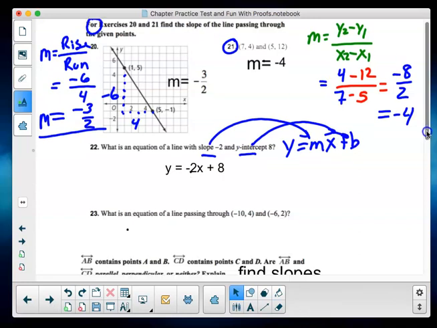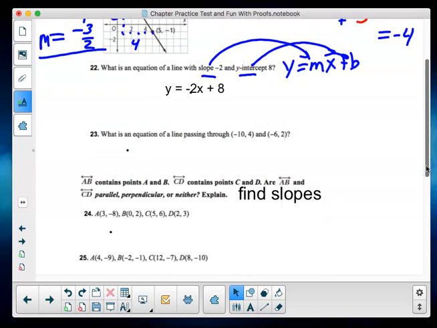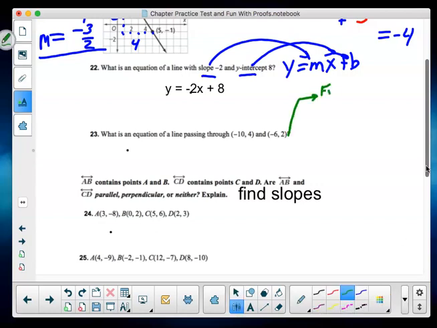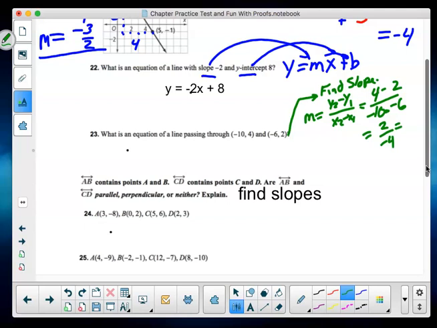Okay, now in 23, what is the equation of the line passing through negative 2, 10 and 4, negative 6, 2? First on this one, I must find the slope. The slope we just found up there: y sub 2 minus y sub 1 over x sub 2 minus x sub 1. I have 4, negative 10, 2, negative 6, and find their difference. That's going to be 2 on top and negative 4 on the bottom, which equals negative 1/2.